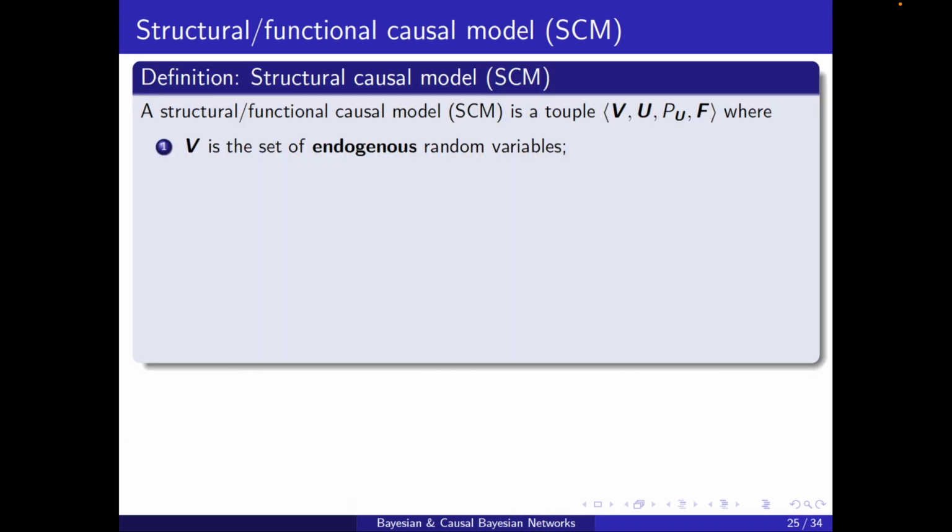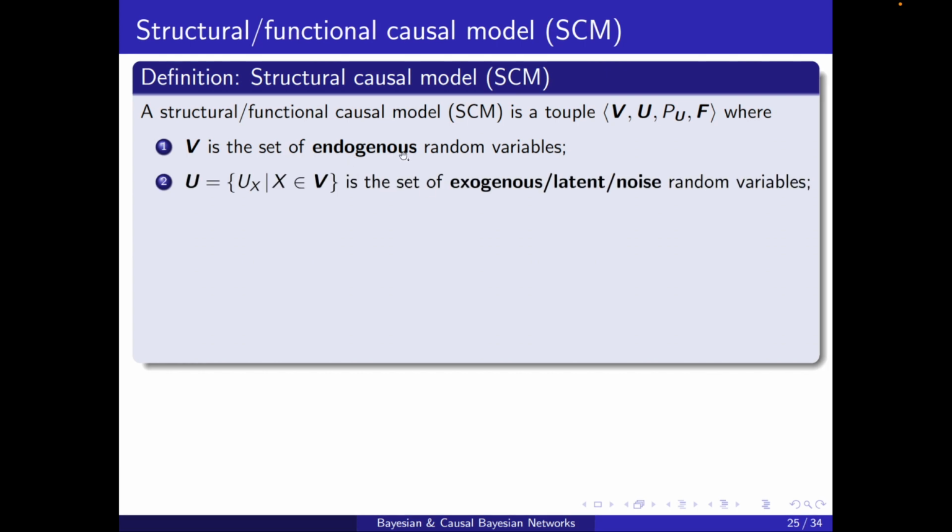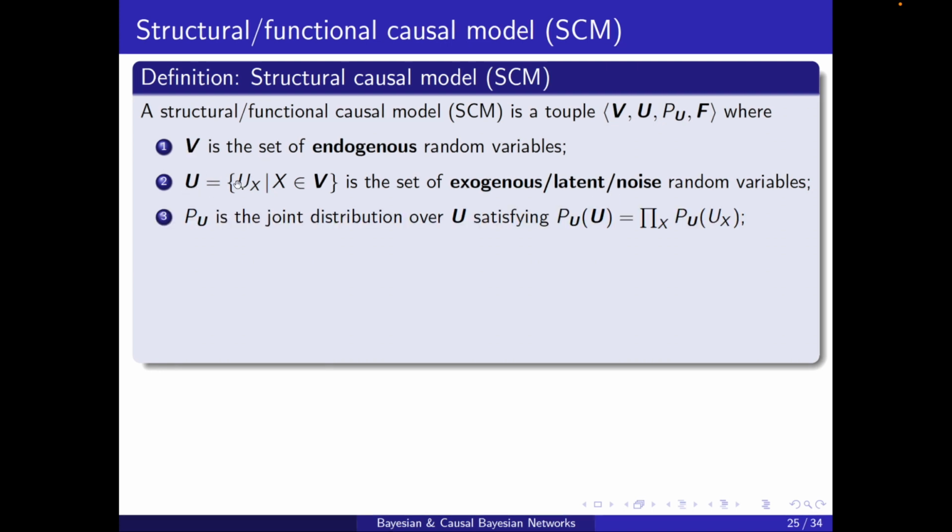Now, to make it formal, we define a structural, also known as functional, causal model, SCM, as a tuple (V, U, P(U), F), where V is the set of endogenous random variables, U is the set of exogenous latent or noise random variables. It's a collection of U_X, so corresponding to each X in V, we have one U_X. And of course, we determine the distribution of U. So P(U) is the joint distribution over U, which we assume are mutually independent. P(U) will be just the multiplication of each of these exogenous variables.